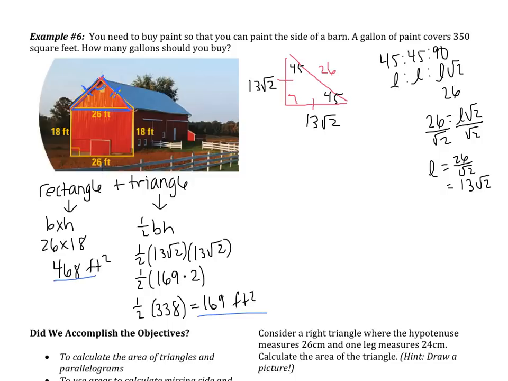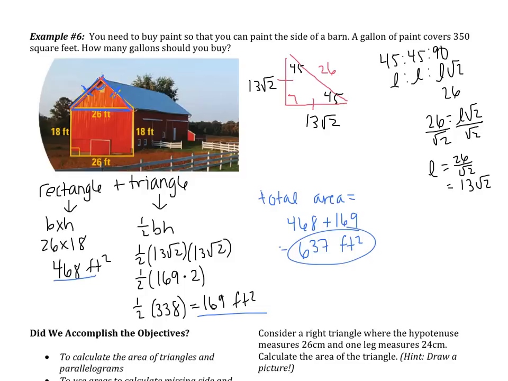So now I have two areas, one for the rectangle and one for the triangle. So my total area is going to be 468, add 169, which is 637 feet squared. That's my total area. I have to remember, though, to answer the question.